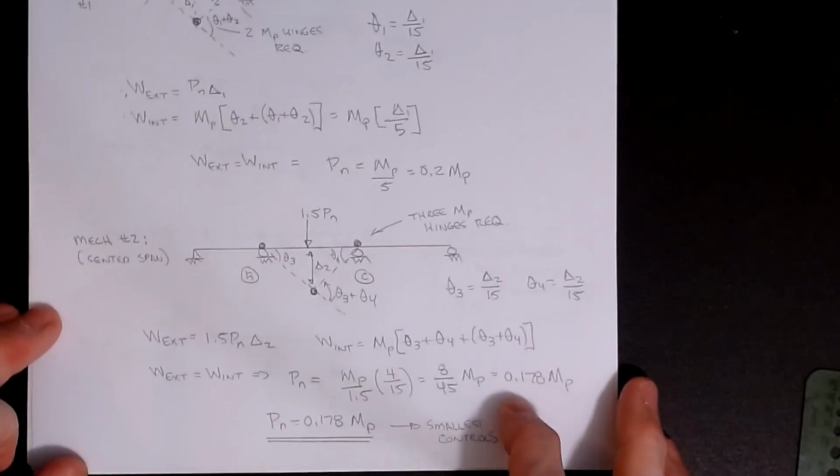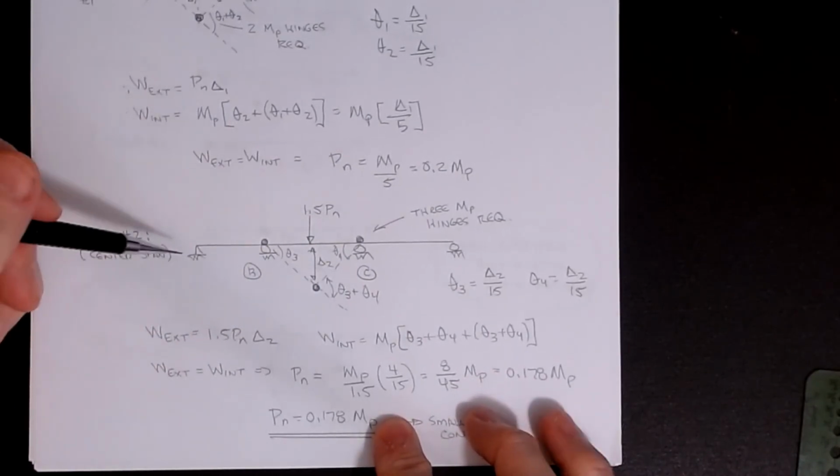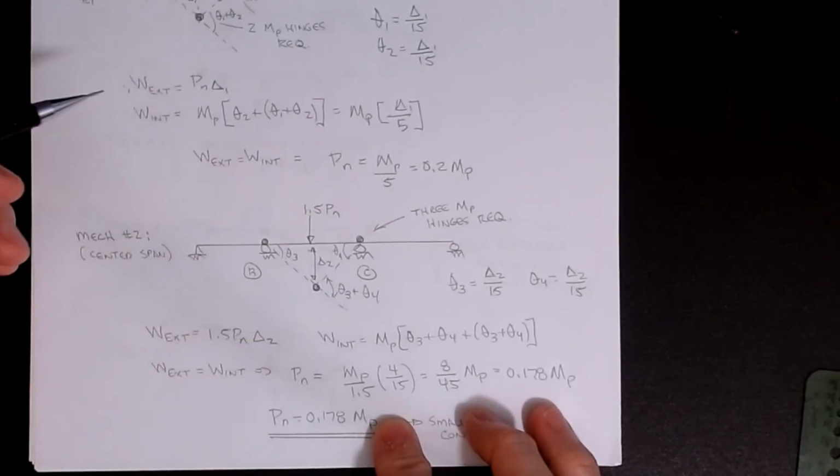But let's take a look at what's happening in the middle span. Because it doesn't have those real hinges on the ends, I have to form a three hinge mechanism on this.